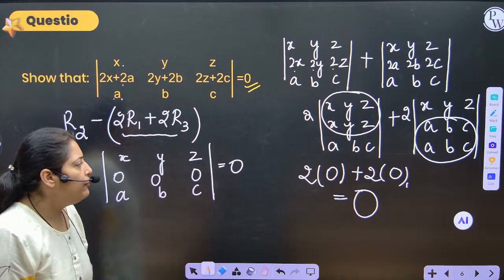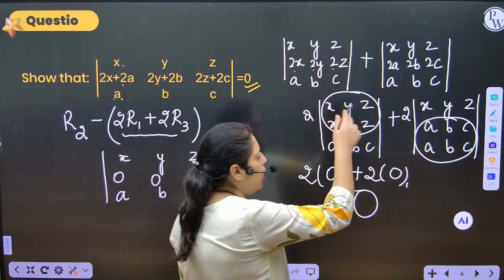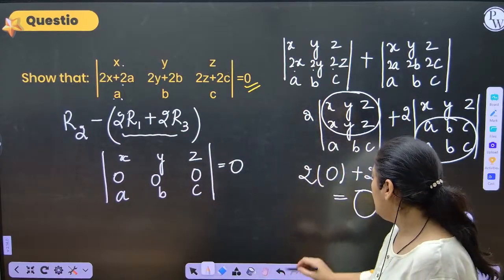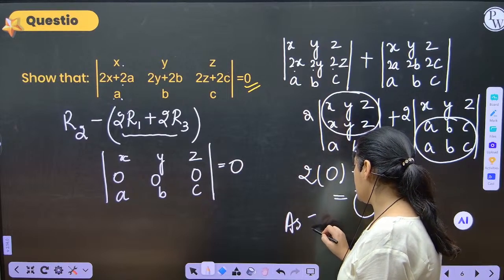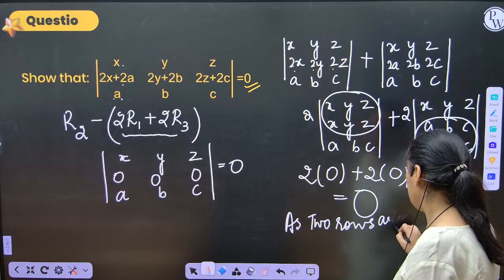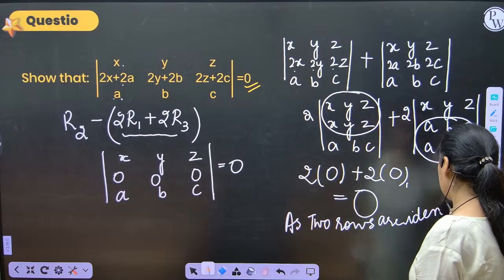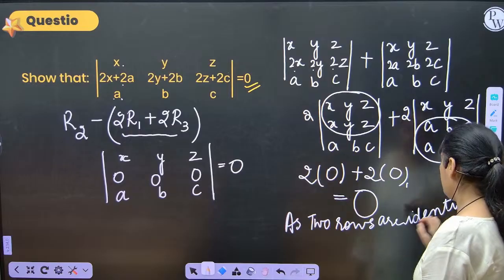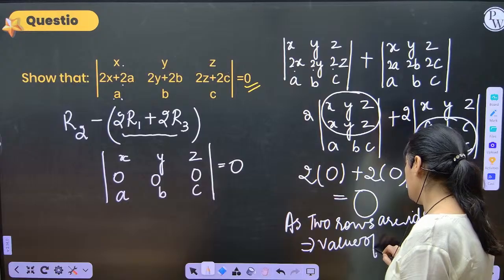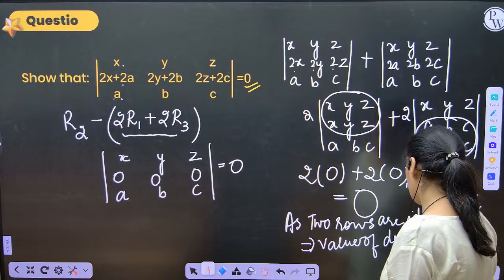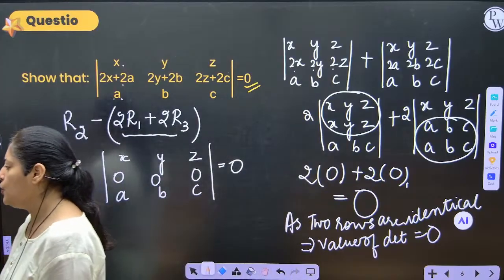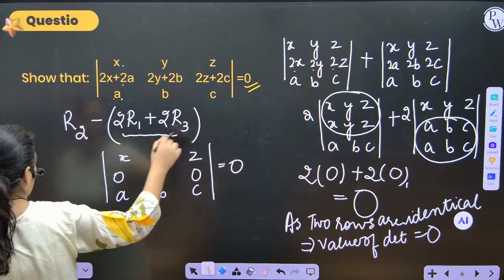Alright. Whenever 2 rows or 2 columns are identical, as 2 rows are identical, the value of the determinant will come out to be 0. Okay, this is the reason I have written. Note it down. Both ways are correct.